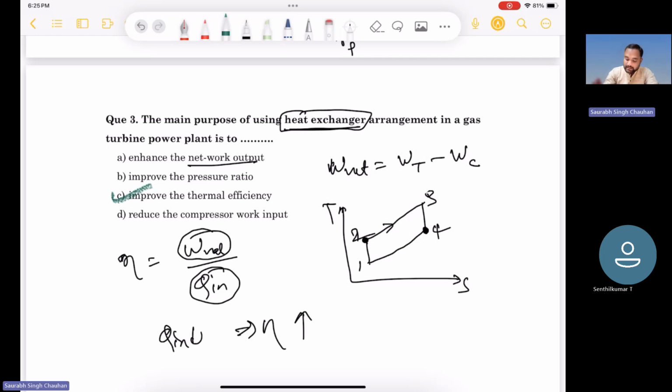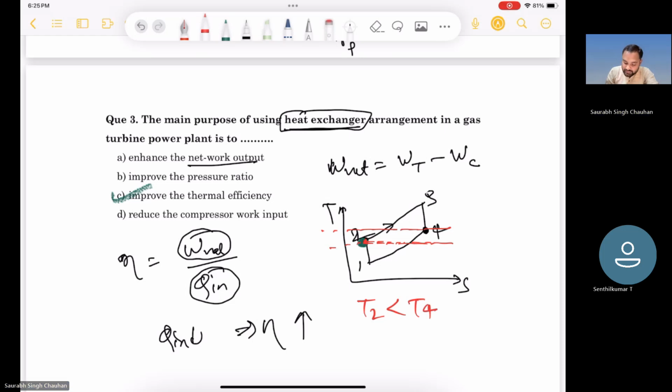So now the question is, up to what temperature can we preheat the gases which are coming out from the compressor? These are horizontal lines. This is T2 and this is T4. So the gases coming out from the compressor can at most be heated up to T4, right? The temperature T2 is less than T4.